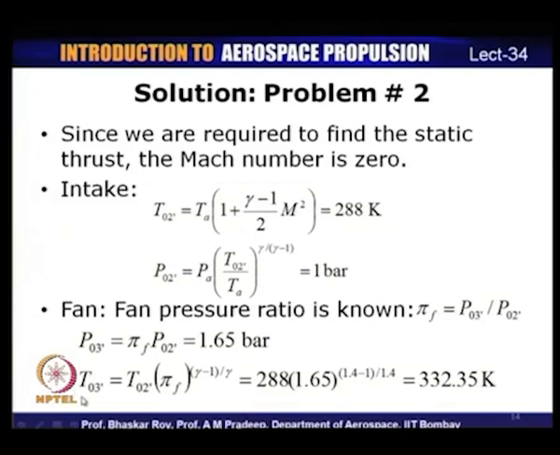To calculate stagnation temperature at the fan exit, we use the isentropic relation. Therefore, T 03 prime is equal to T 02 prime into pi f raised to gamma minus 1 by gamma. So, this is equal to 288, which is the stagnation temperature, multiplied by 1.65 raised to 1.4 minus 1 by 1.4. So, fan exit stagnation temperature is 332.35 Kelvin.